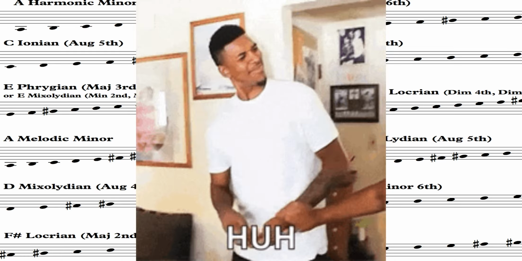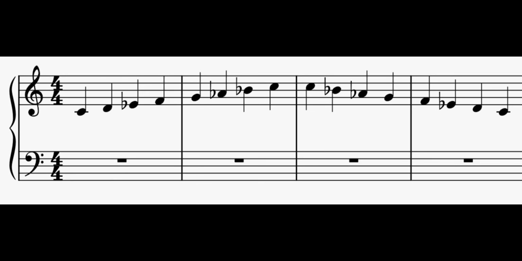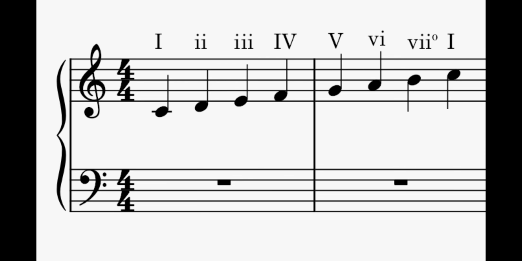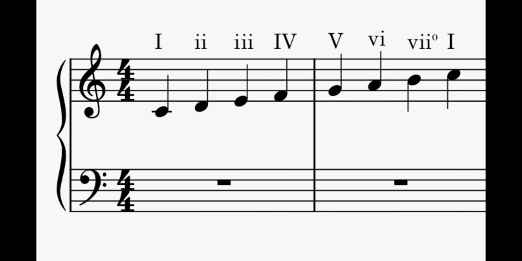There are many different types of scales, but the ones we will be focused on for right now are the major and minor scales. Now, the major scale is usually the type of happy scale that you characterize it as, and it goes as follows.